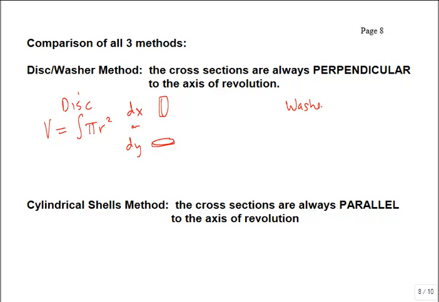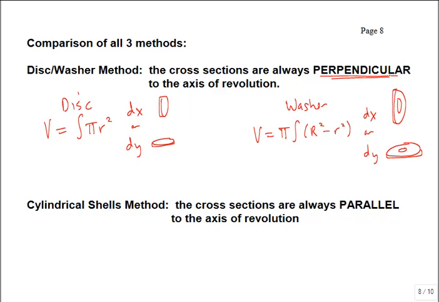For the washer method, your formula is volume equals pi times, and you can have the pi inside or outside of the integral, it doesn't matter, and you're going to have r squared minus little r squared, and this again is dx or dy. If your washer is vertical, like this, then you'll have dx. If your washer is horizontal like this, then you'll be using dy. The key thing to remember is that you take these discs and washers always perpendicular to the axis of revolution. That's the big difference between this method and shells.